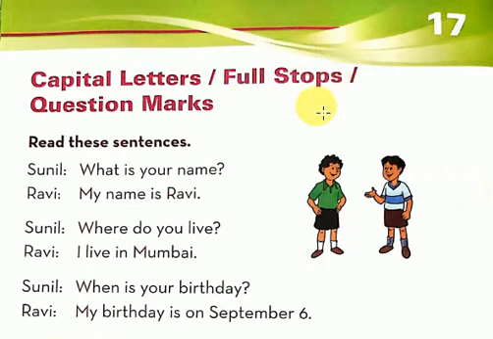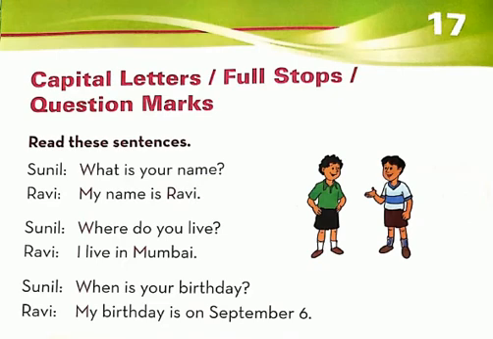A full stop is a punctuation mark which we use at the end of a sentence when it is not a question or exclamation. Okay students, we use a full stop at the end of the sentence when it is not a question or exclamation. You can see here it looks like a dot.